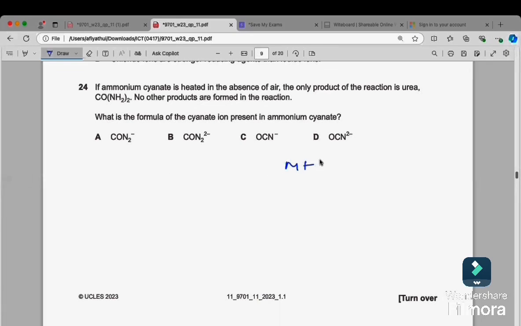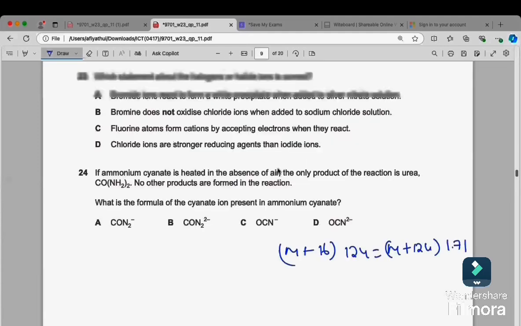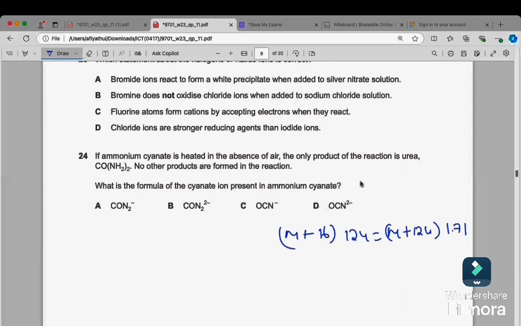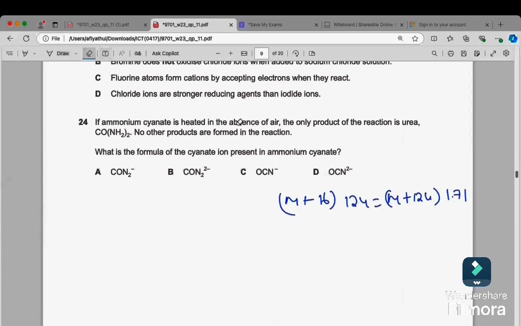So (m + 16) times 124, and (m + 124) times 1.71, right? So just cross multiply this. Which is going to be 5 times, so this should be 5 here, right? So it will be 5m plus 16 fives, which is 80. So 1.71m plus 124 times 1.71 will be 212.